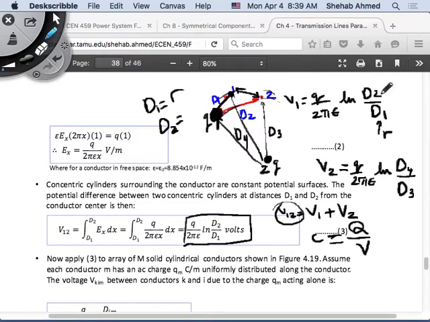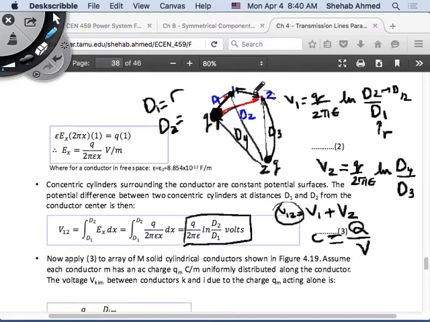How about D2? It's going to be the distance between conductors 1 and 2, so it's going to be D12, for example. I'll bring point 2 to this conductor. I want to find the capacitance between the 2 conductors, not the capacitance between 2 points in space. I find the capacitance between 2 surfaces with different charges deposited across them.